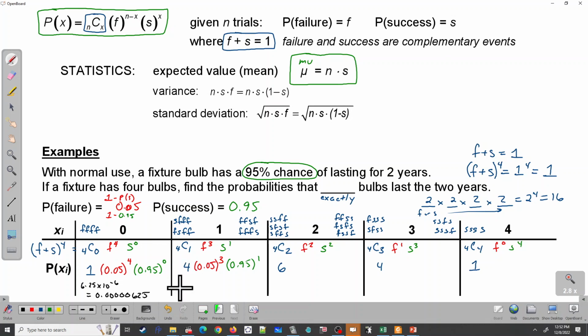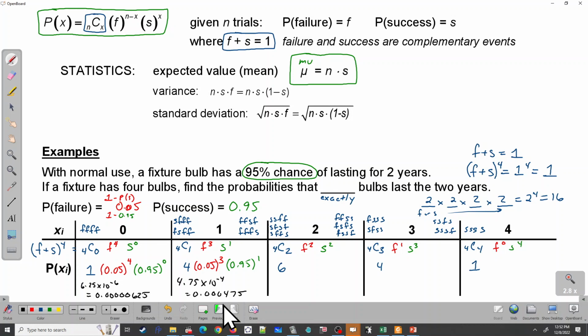And when I did the math for this one, the math worked out to be 4.75 times 10 to the negative 4th, or 0.000475. And since that's tens, hundreds, thousands, 10,000s, 4 out of every 10,000 sets of 4 bulbs tested over 2 years would only have 1 working when it's done.